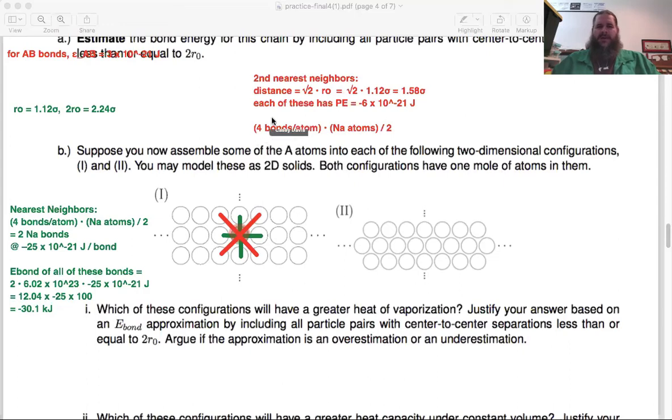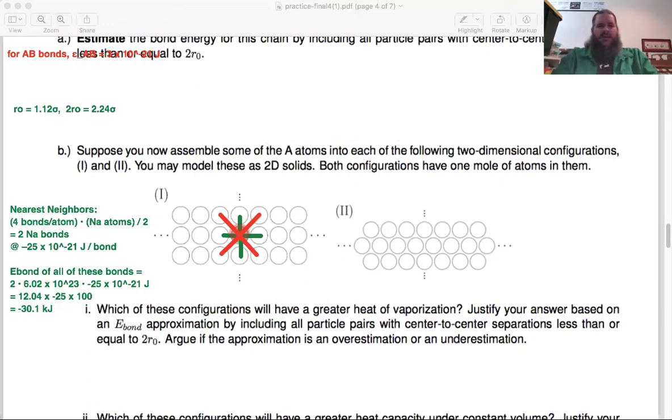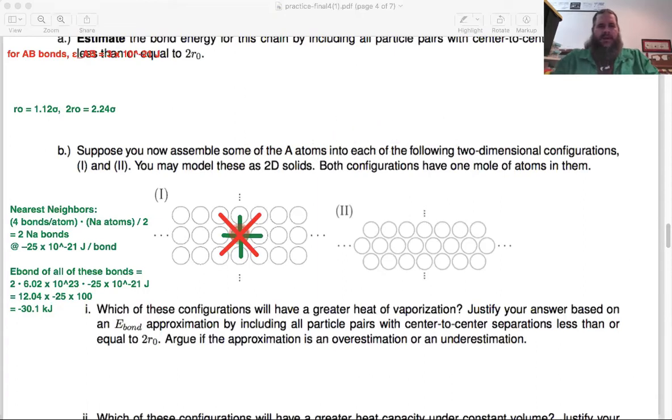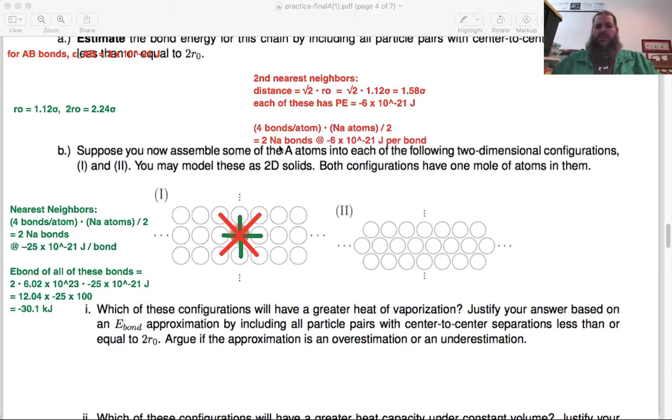So 4 bonds per atom times Avogadro's number of atoms divided by 2 to eliminate double counting is 2 Na bonds of this type. And we just figured out that's -6 times 10 to the -21 joules of energy per bond. So again, we can multiply those together. Number of bonds times energy per bond.